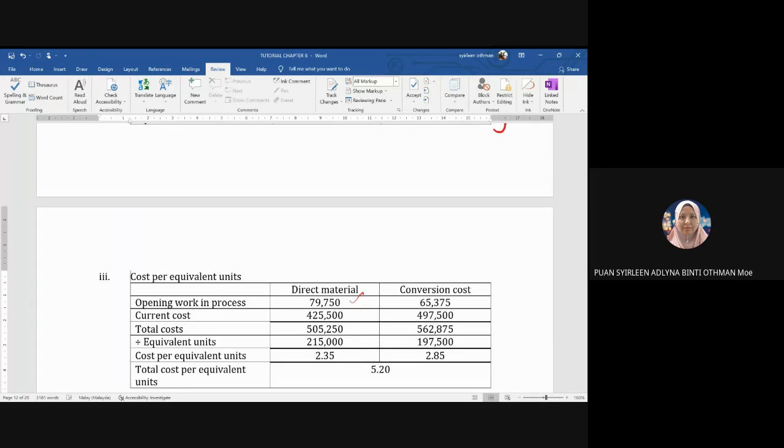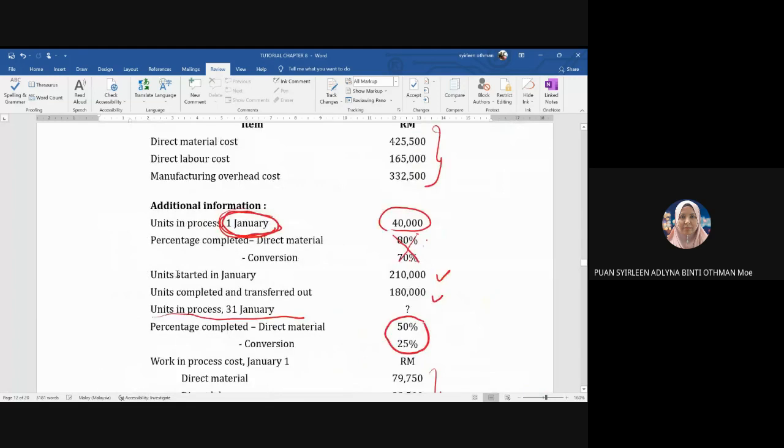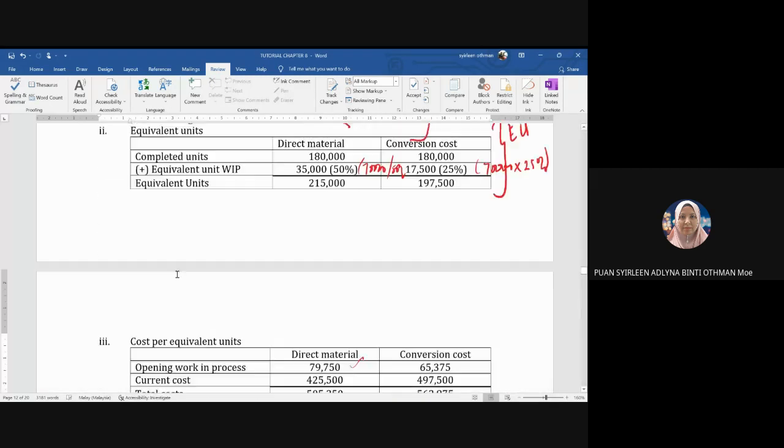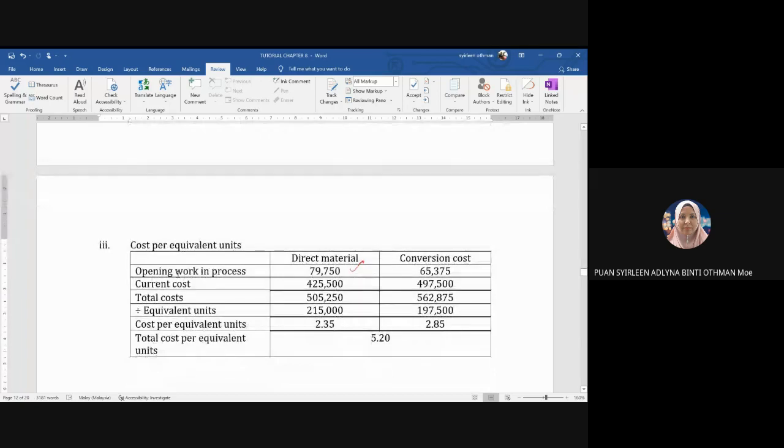Dia bagi kat atas kan, concerning the production for the month of January. Kita ada direct material cost, direct labor, manufacturing overhead. Yang itu semua current cost. Alright, so just transfer sajalah. So you ada beginning cost plus current cost, bahagi dengan equivalent unit, dapat RM2.35.